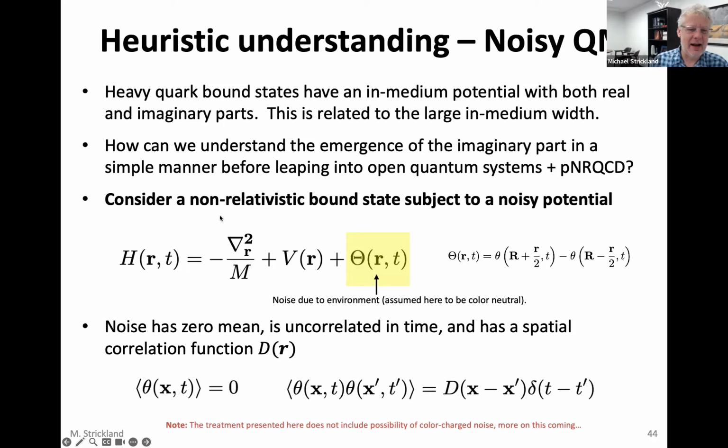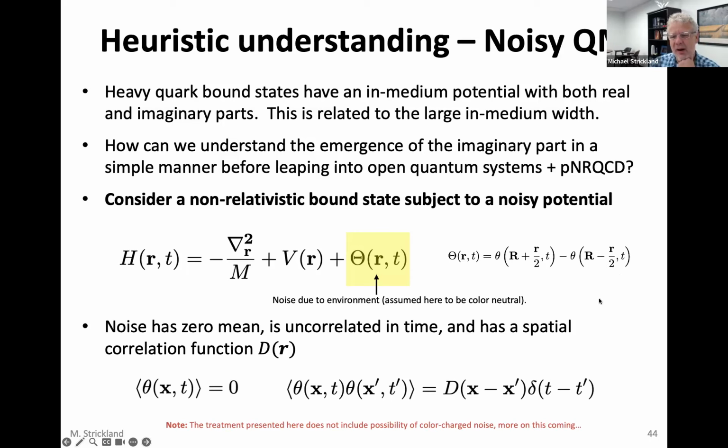So how can we understand this without going through some complicated quantum field theory calculation? The easiest way I know to generate this imaginary part is to consider your original problem, which was non-relativistic dynamics in some potential, but now I add some noise to the system. In this case, the noise is due to the environment. It's the light quarks and gluons and everything else that's flying around that is perturbing our potential. Actually, it's perturbing the quarks. So here, I can decompose this into some noise field that's acting on the quark and the anti-quark, and then I can ask what are the properties of these noise fields.